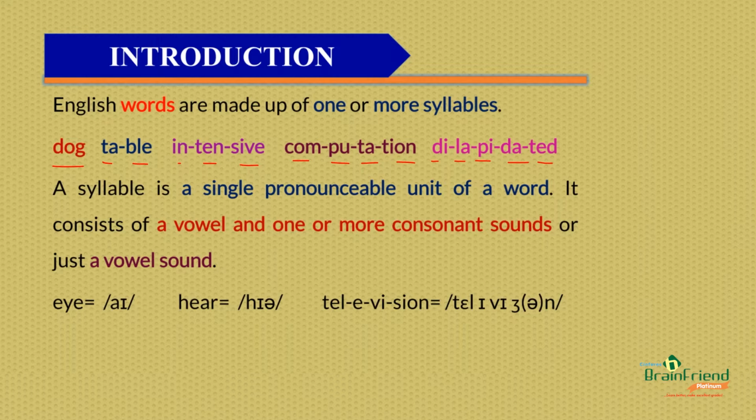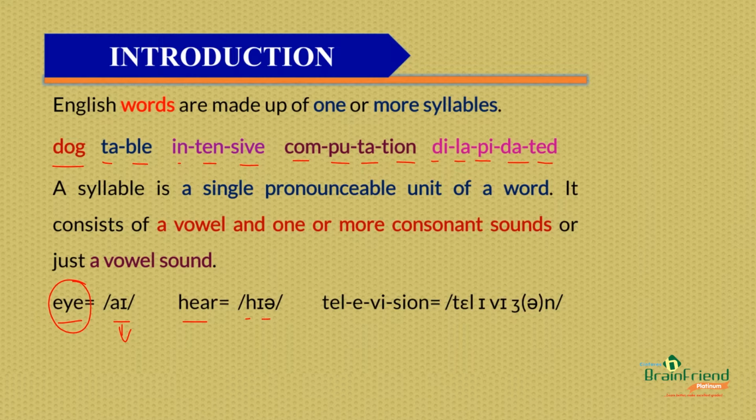Now let's look at examples to explain this better. The first example we have here is I. I is a 1-syllable word, and it is made up of just a vowel sound. Actually, this vowel sound is a diphthong. The next word we have is here. Here is made up of a consonant sound and a vowel sound.